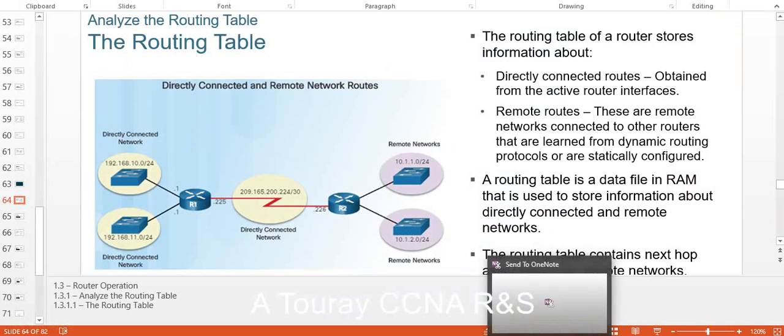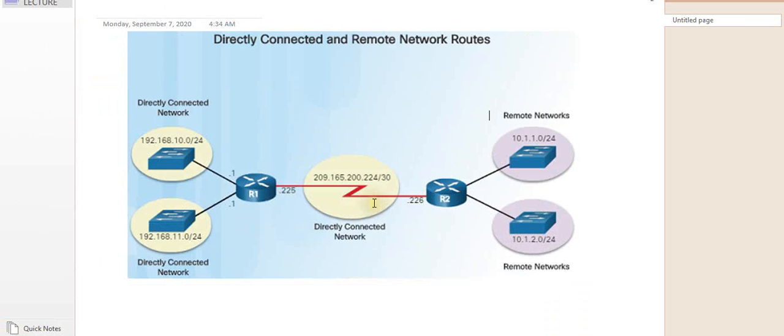So what do we call a remote network? Now, a remote network is a network that my router will have to ask another router or another intermediary device to reach that particular network. Now, for instance, this router knows about this network because it is direct. It knows about this network because it has an IP address that is directly connected to this network.